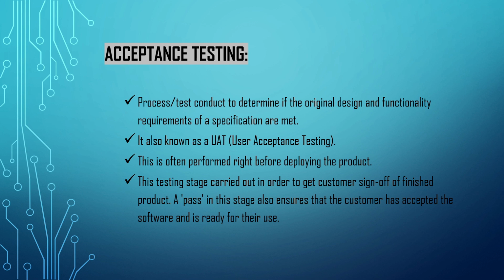You only get the customer sign off after this UAT is finished. You call it a finished product once the testing is done. A pass in this stage also ensures that the customer has accepted the product. If it's a fail, it means they have rejected it and you need to redo everything. So yeah, this is your user acceptance testing.